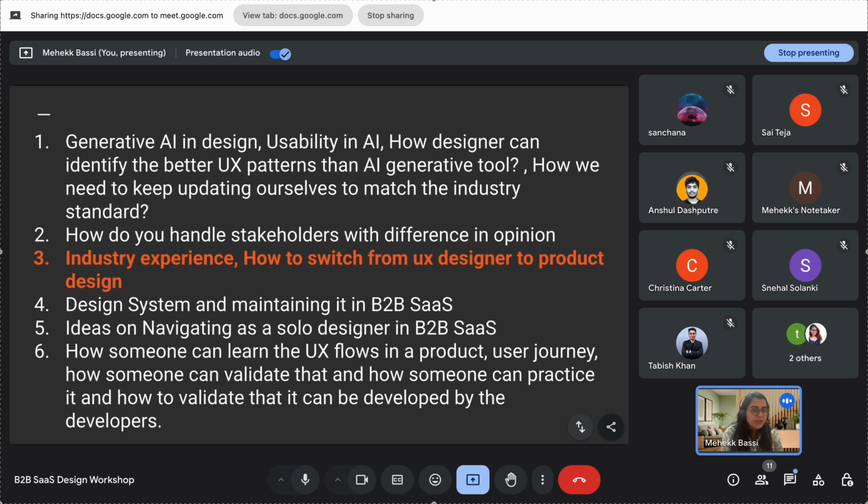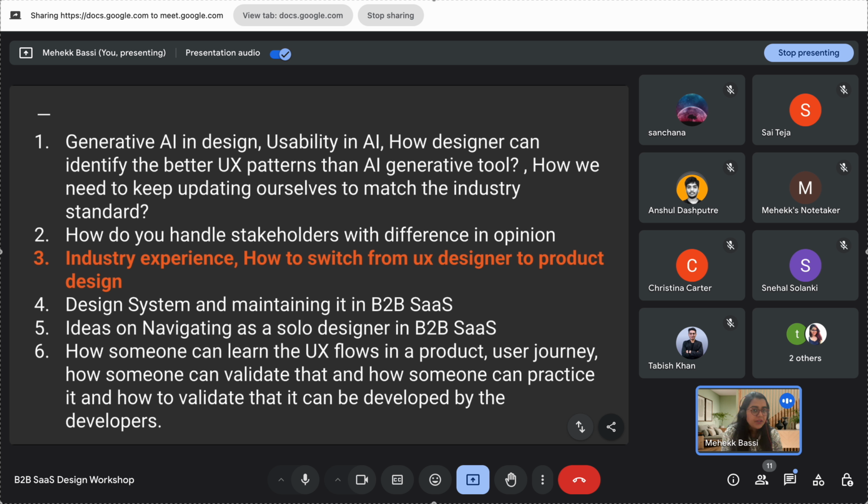And to validate your UX flows, you need to have something to offer first. So think of it like an MVP, a minimal viable product. Once you build that, you can conduct user research and usability tests to get your answers. And regarding the last question, how to validate whether it can be developed by developers.